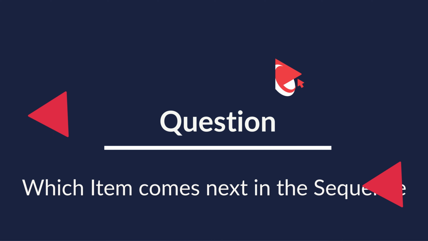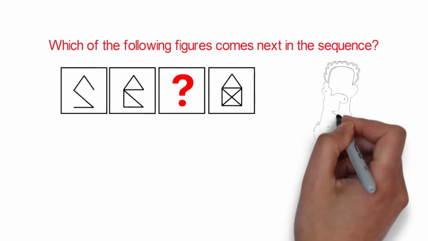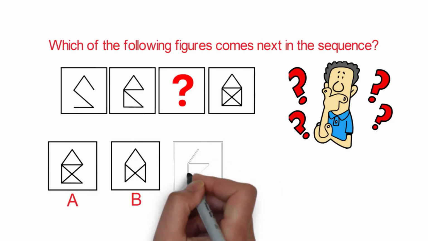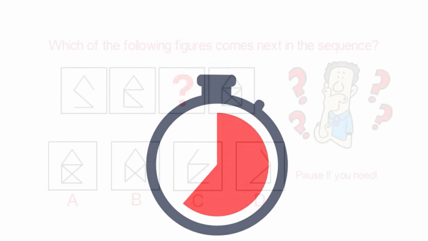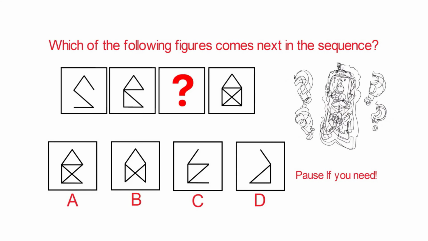Here's an example of an excellent problem that you frequently see on the test. You're presented with a series of shapes, and you need to determine which of the following shapes comes next in the sequence. You have choices A, B, C, and D. Take a close look at this picture to see if you can come up with the answer. Give yourself 10 to 15, maybe 20 to 30 seconds. This is about as much time as you get on the test. You can pause this video to see if you can come up with the solution.